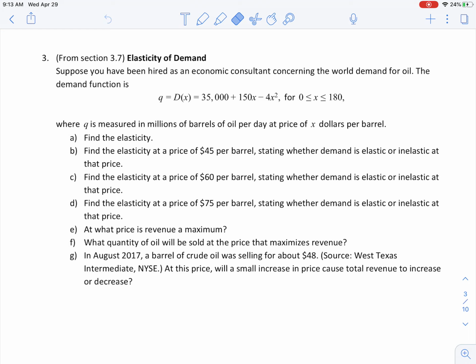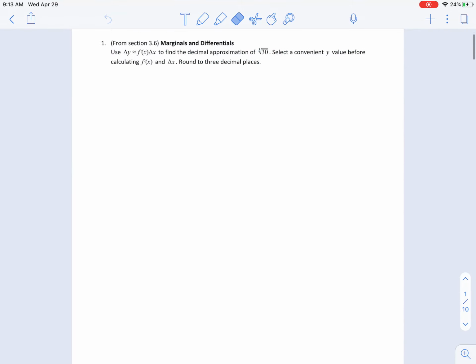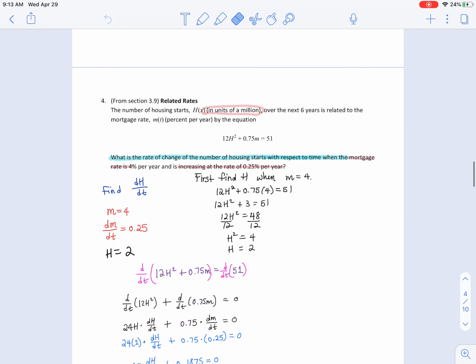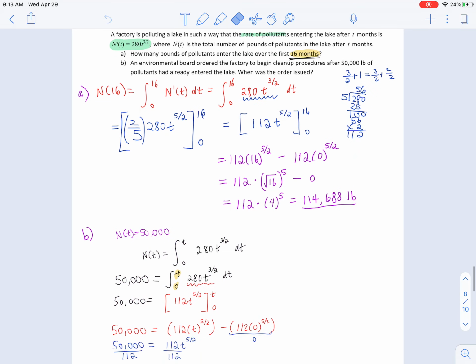All right, I got several emails about number 3 yesterday, so I will go over number 3, elasticity of demand, in that Google Doc today, okay? So far I went over, no one emailed me about number 1 or 2 yet. 3, I'm doing that right now. 4, I went over 4, went over 5, and I also went over number 7.